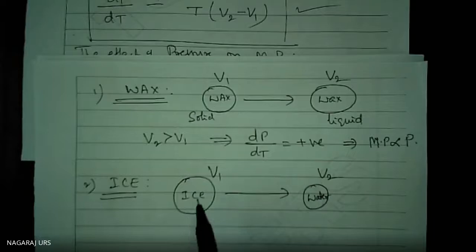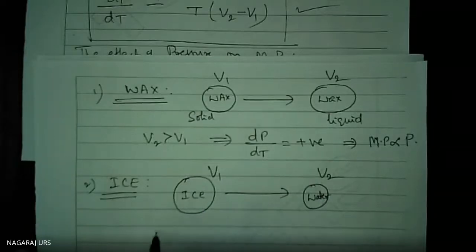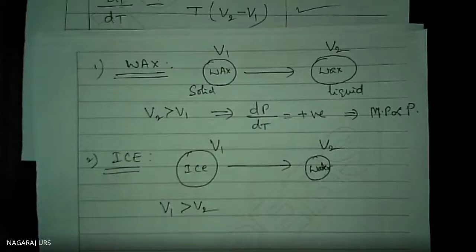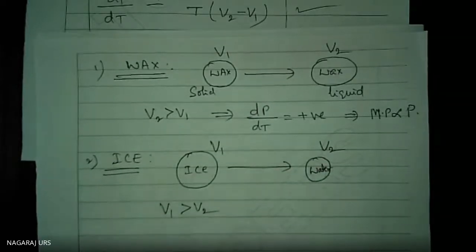Density is mass divided by volume, and the volume is more. Therefore, in this case, V1 is greater than V2. The ice cube volume is more, the water volume is less. Clear? That is the simplest way to say it.